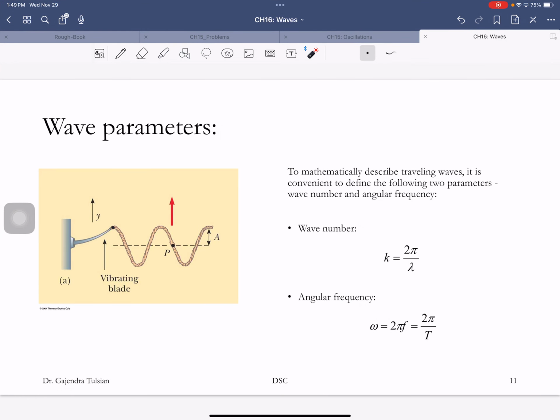To get there, we'll need to define some terms. We'll define the wave number, denoted by k, and that's 2 pi divided by lambda. You can think of it as how many wavelengths you can fit in this length. The smaller the wavelength, the larger the wave number. We'll also define angular frequency, denoted by omega. It's 2 pi times f, where f is the linear frequency and omega is the angular frequency.